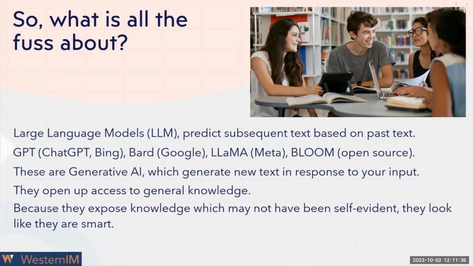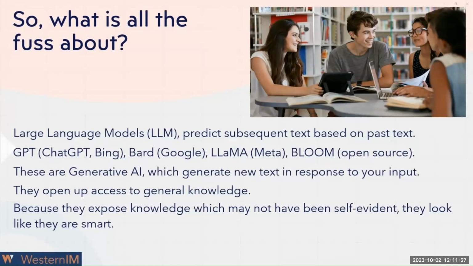All of these are in a class of AI called generative AI, which means that when given some text as a starting point, it generates new text that follows naturally from the initial text. In practical use, the text given is usually in the form of a question, which means the subsequent text will be an answer. In this way, it provides access to general knowledge.